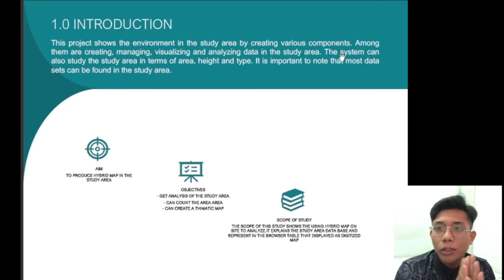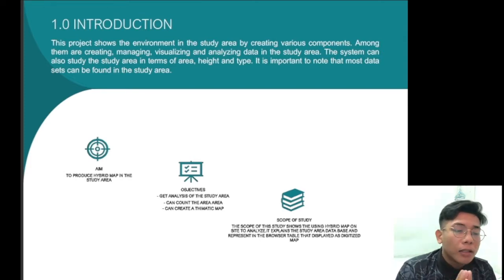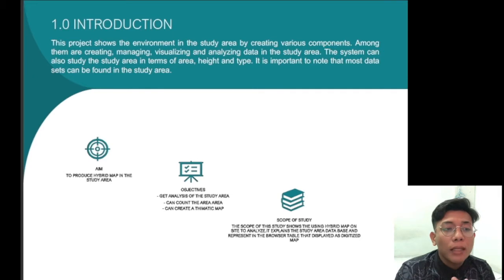This project shows the environment in the study area by creating various components. Among them are creating, managing, visualizing, and analyzing data in the study area. The system can also study the area in terms of area, height, and type. It is important to note that most datasets can be found in the study area. So the aim is to produce a hybrid map of the study area.